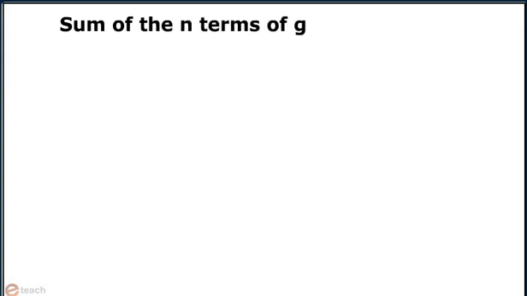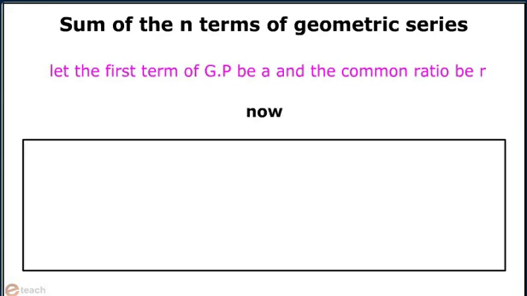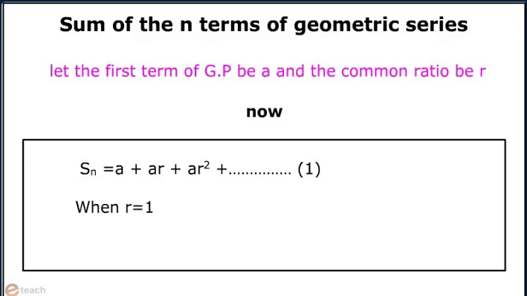Sum of the n terms of a geometric series. Let the first term of the GP be a and the common ratio be r. Now Sn can be written as a plus ar plus ar squared, and so on. Let us call this equation number 1. When r equals 1, we note that Sn equals n times a.